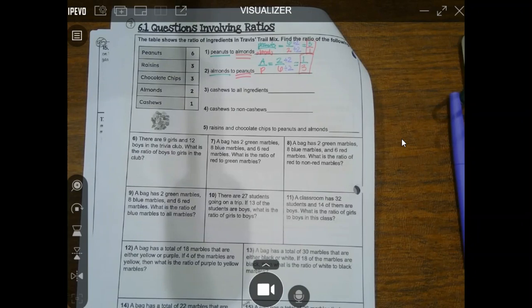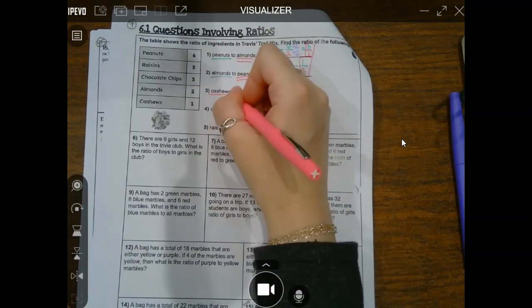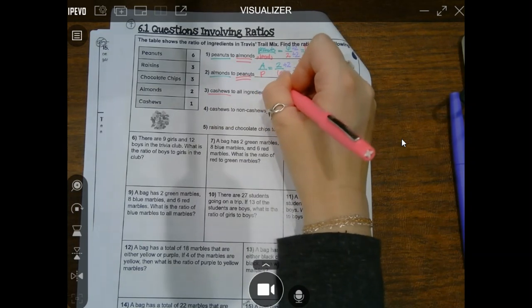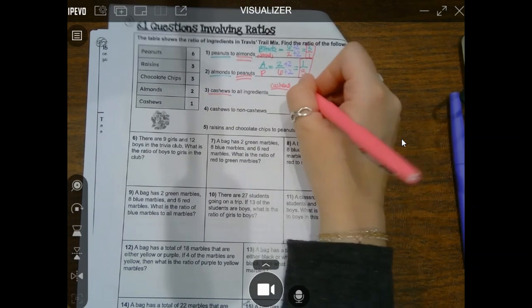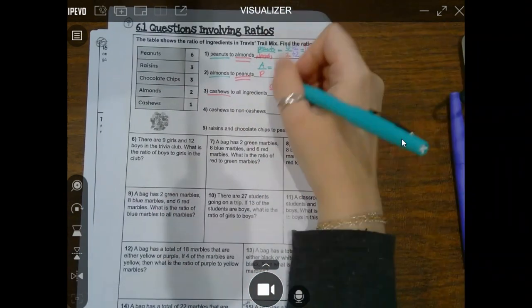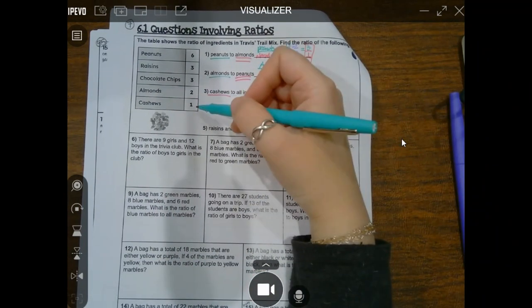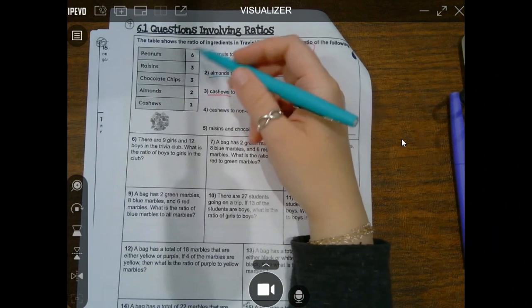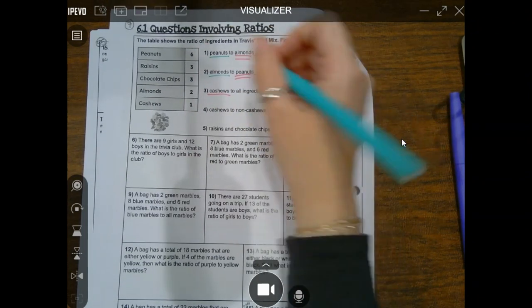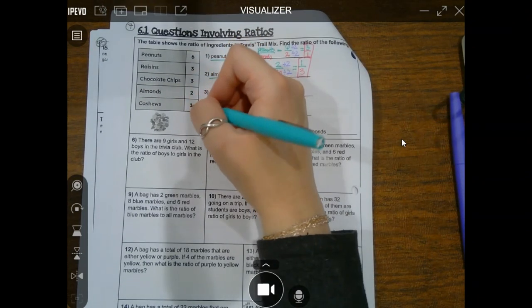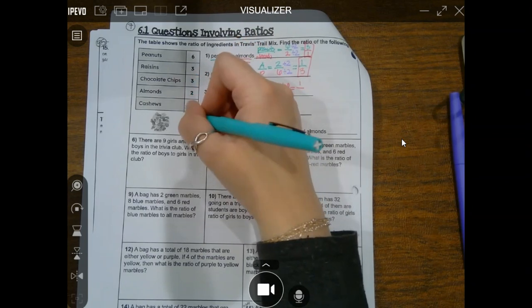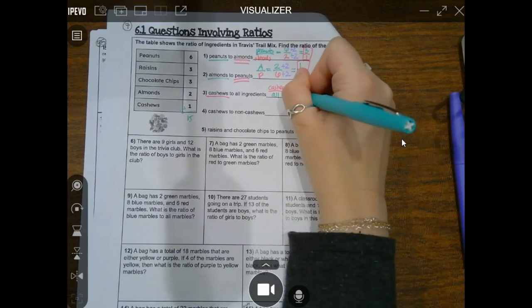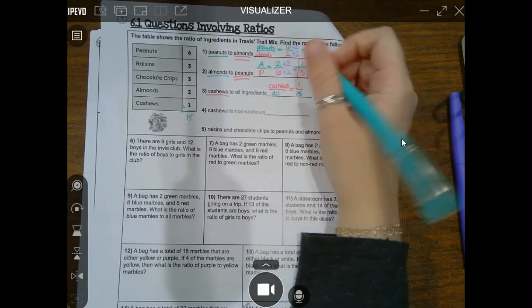Number 3 says it wants the number of cashews. So cashews is on top. And how many cashews are there? There's 1, to all the ingredients. So all, is that including the cashews? Yeah, it's all the things in the bag. So you would have 6 plus 3 plus 3 plus 2 plus 1. Well, that's 9, 10, 11, 12, 13, 14, 15 total. Can you reduce that at all? Sure can.